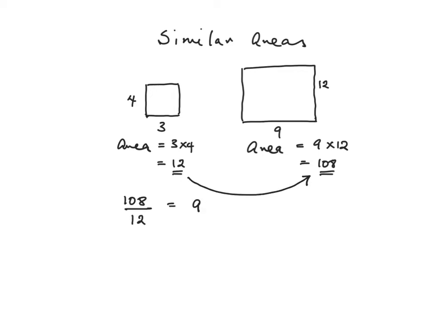is 9. Now, what we could call this the area scale factor, which I'm going to abbreviate to ASF. We could call the area scale factor 9, because the larger shape is 9 times the area of the smaller shape.